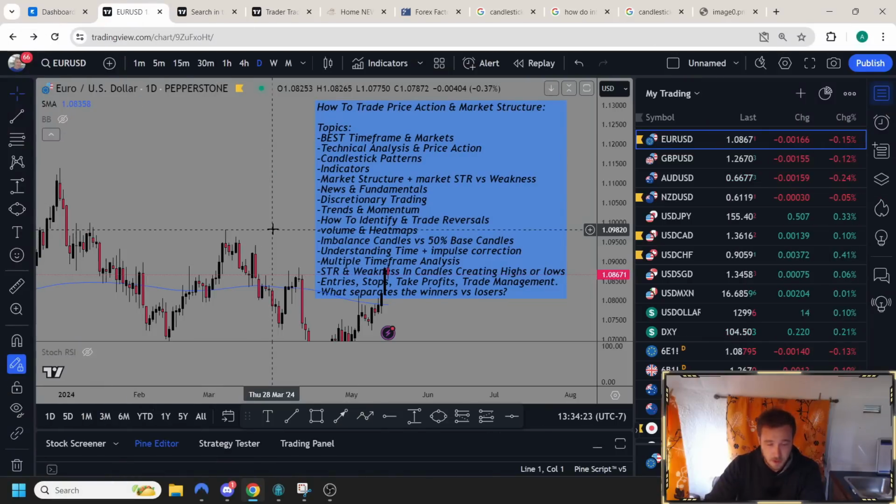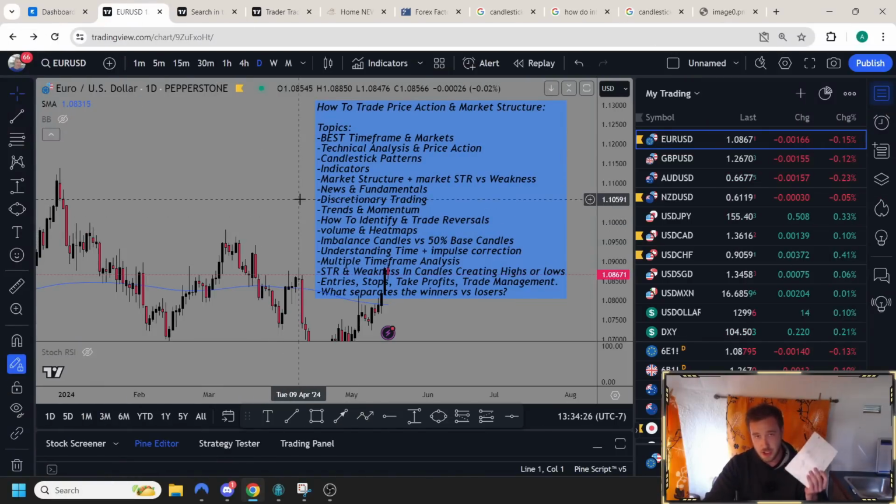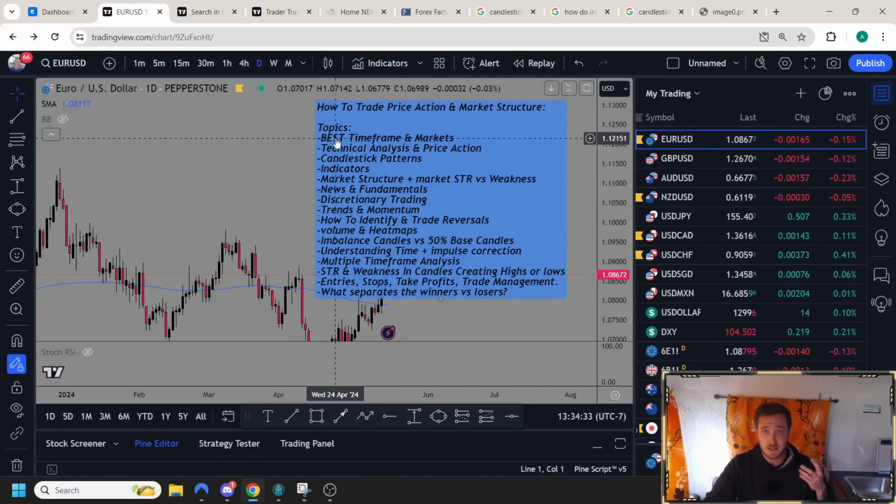So these are the topics that we're going to be talking about. I have these written down on a sheet in front of me so I can keep track of the most important topics. As a price action, market structure trader, whatever you want to call it, you have to understand what discretionary trading is. You have to be aware of news and fundamentals. We're going to get into indicators, candlesticks, understanding impulse moves and corrections, okay? What are other traders thinking? Who's taking the opposite side of your trade? These are all things that have to register in your brain while you are trading.